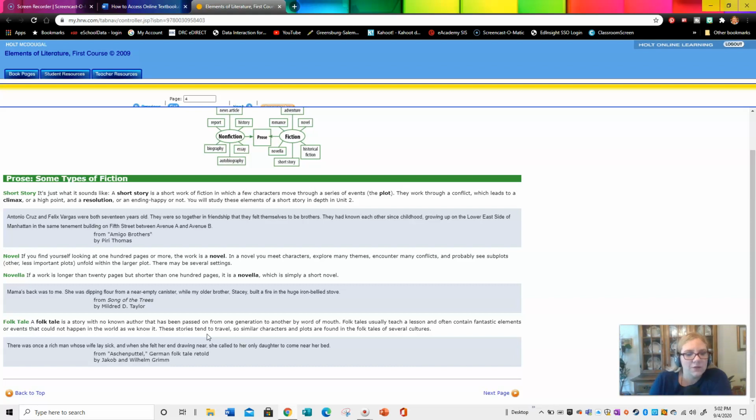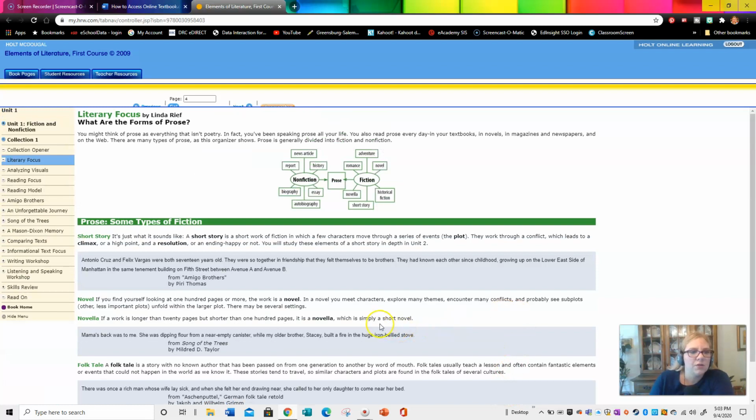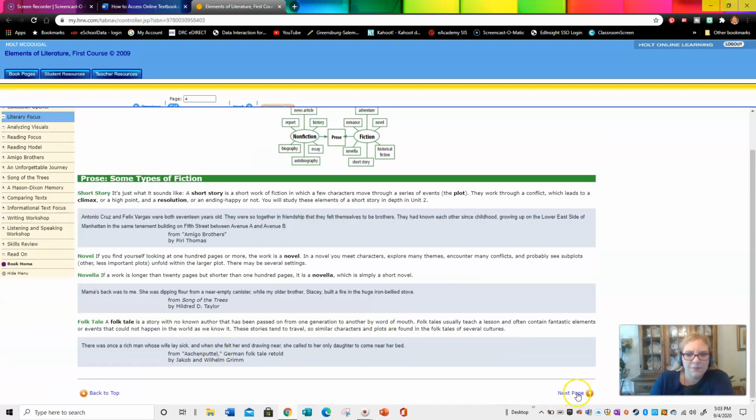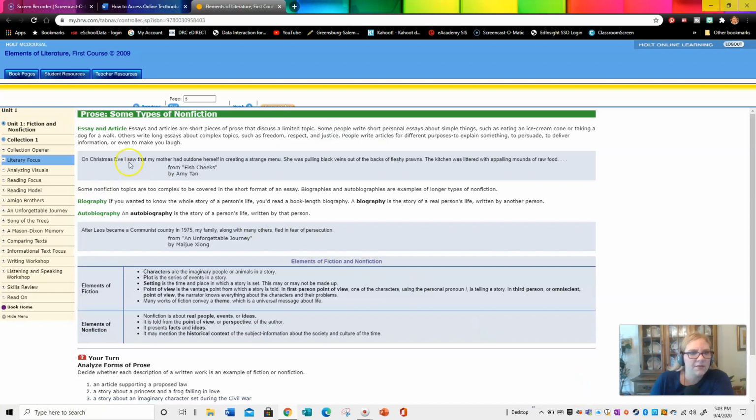And that's one of the Cinderella tales that we will read later in the semester. So now we have read that first page, so I'm going to advance to the second page.